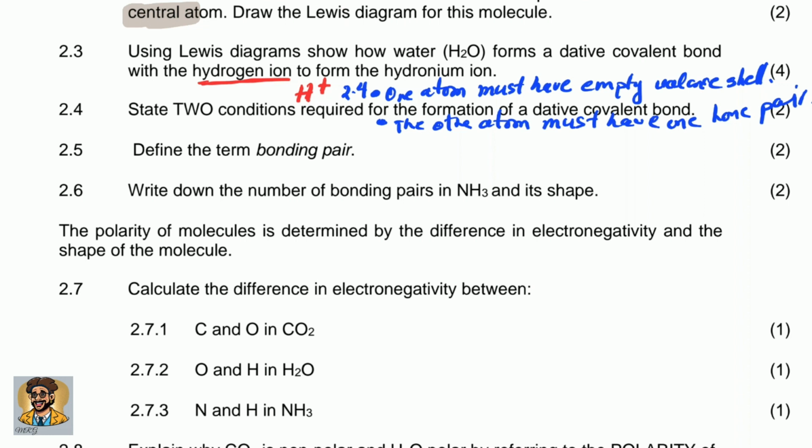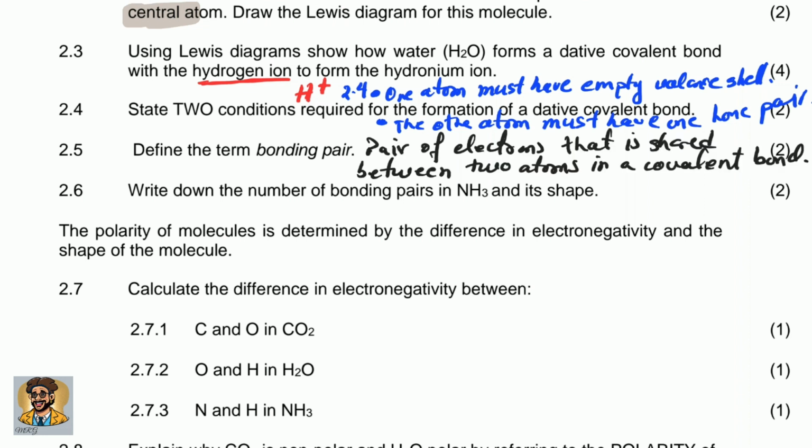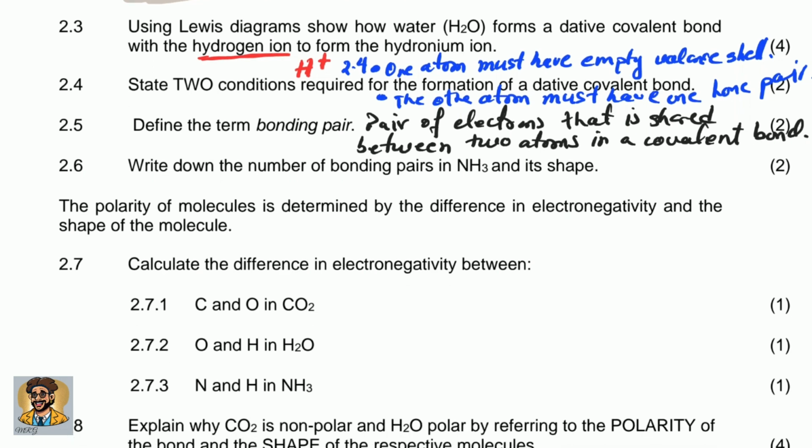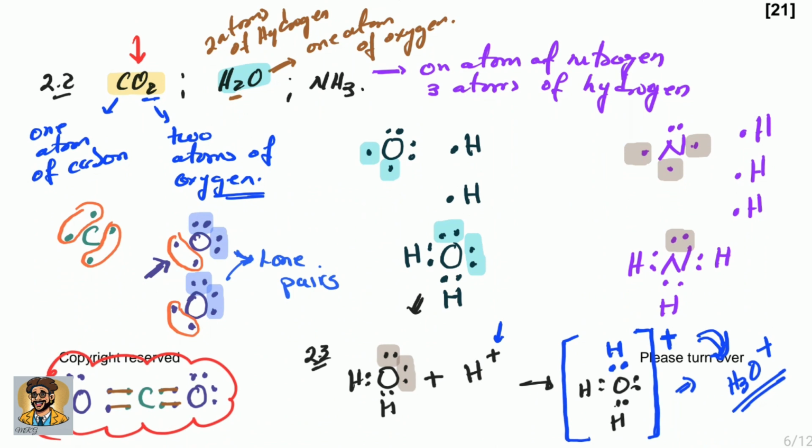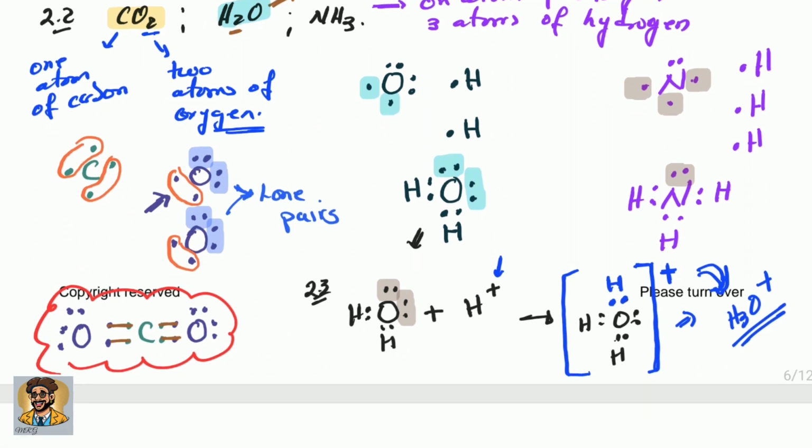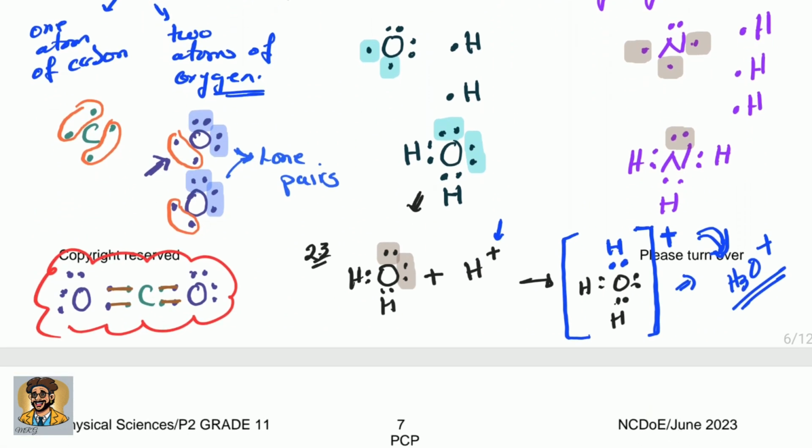All right, question 2.5: define the term bonding pair. Well, what is a bonding pair? It's a pair of electrons that is shared between two atoms in a covalent bond. Guys, if we go back to the Lewis dot diagram, this one here, I'm going to write it in red, this one is a bonding pair. That is what we call a bonding pair.